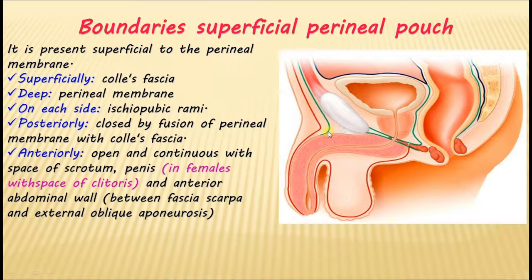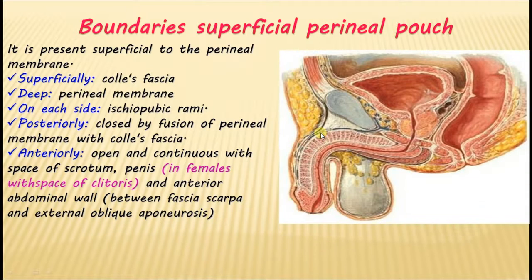As I told you, anteriorly it is open and continuous with the space of the scrotum and penis, and also the anterior abdominal wall between the Scarpa's fascia and the external oblique aponeurosis. Okay. So continuous with the fascia of the scrotum and penis, and continuous here in the anterior abdominal wall between the Scarpa's fascia. This is fascia Camper, fascia Scarpa, and aponeurosis of the external oblique abdominis muscle.